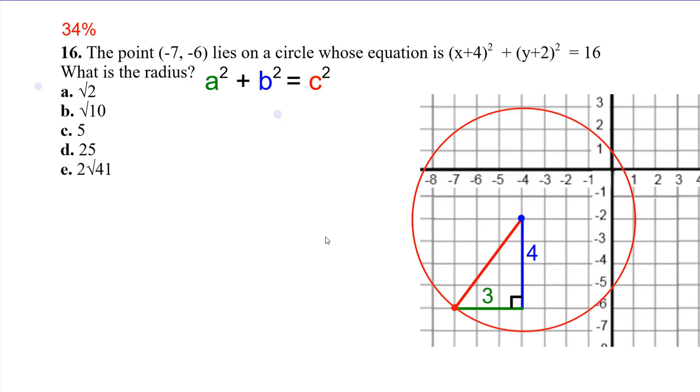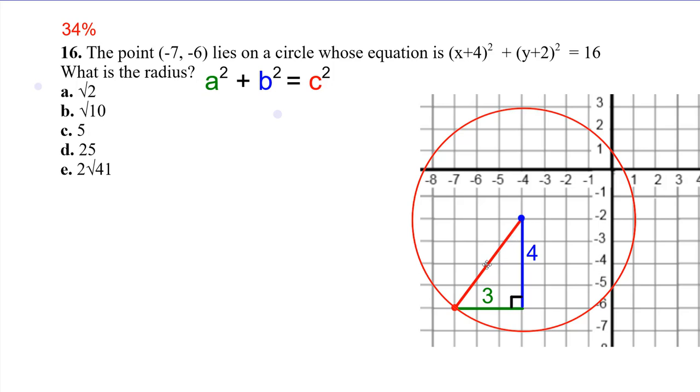16, the point -7, -6 lies on a circle whose equation is given there. Find the radius. So the best way to do this is to plot it out. So they give you the center. We can derive the center from the equation, which is going to be -4 and -2. Remember, it's opposite of those two. So -4, -2. Point that's on the circle is -7, -6, which is here.